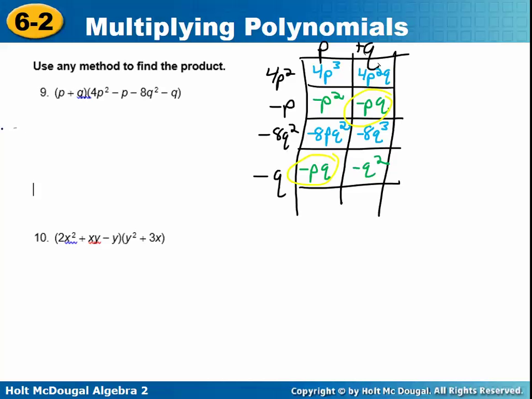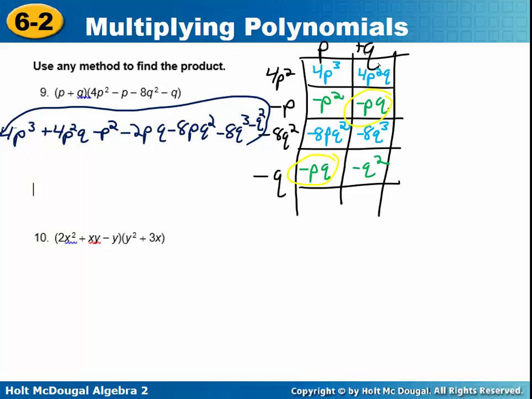I'll start with the 4pq plus 4p squared q minus p squared. Now I'm going to put the 2 yellow ones that I circled. That would be minus 2pq minus 8pq squared, my goodness, minus 8q cubed minus q squared. I just barely was able to fit that in there. So yeah, that's a long one to multiply, but kind of fun to do in the tables.